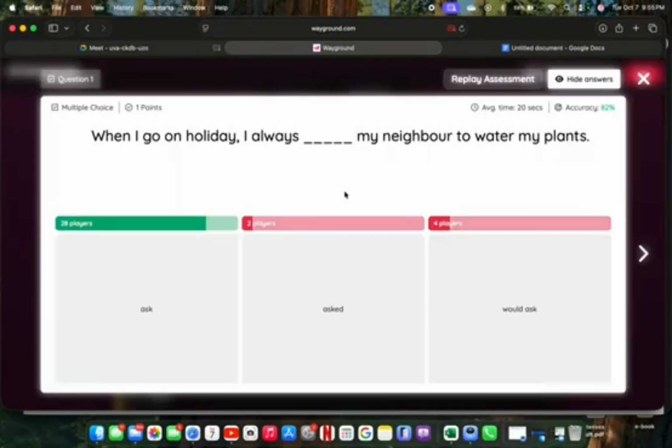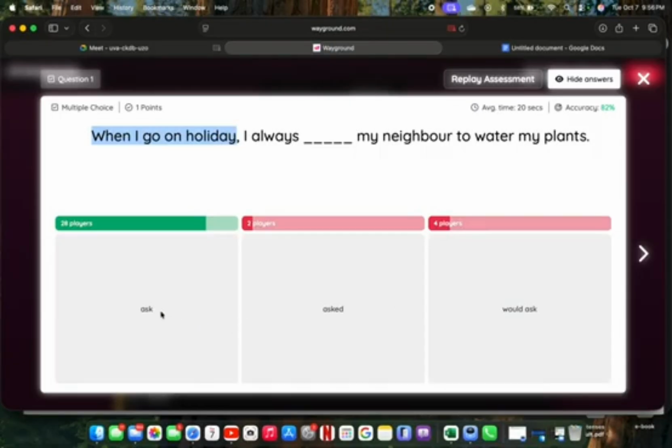Okay, the first one. When I go on holiday, I always ask my neighbor to water my plants. Most of you guys actually got it right. Okay, why do we have to use the present? You have to look first at "when I go on holiday". This one is happening in the present, it's not happening in the past. If it happened in the past, then you can use "as" or "would". But it's something you're talking about in general, to be honest. So that's why you have to stick with the simple present.